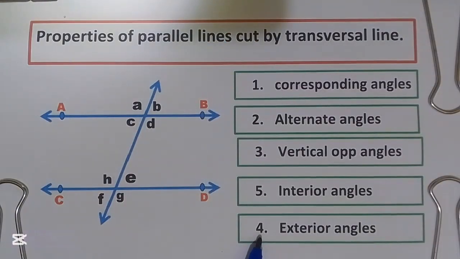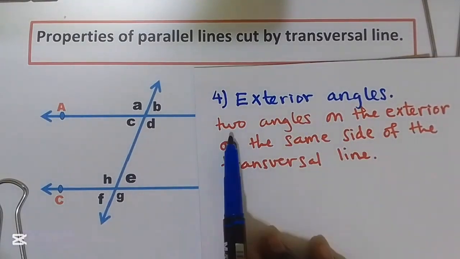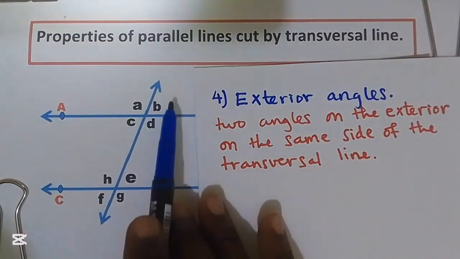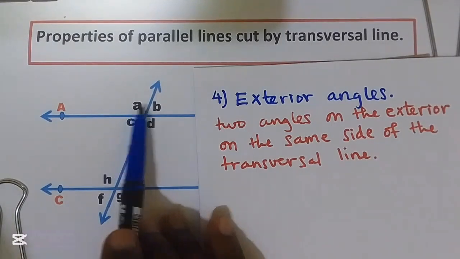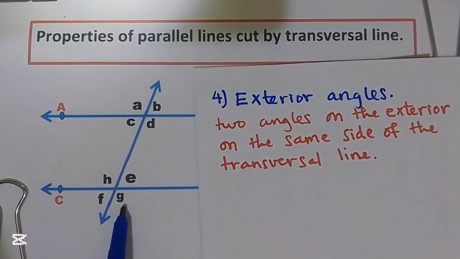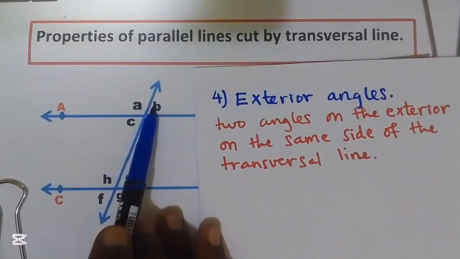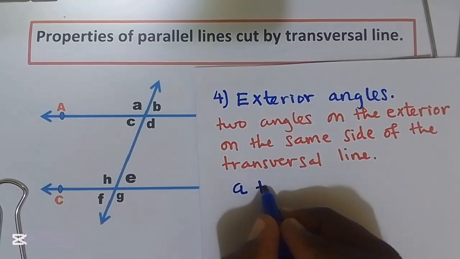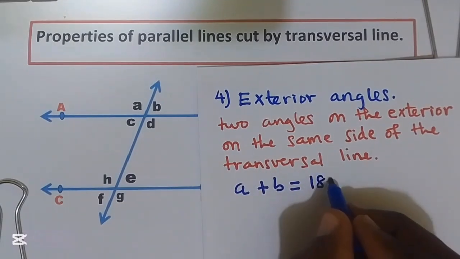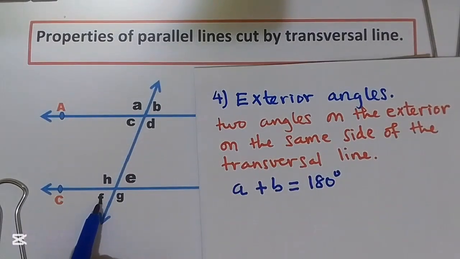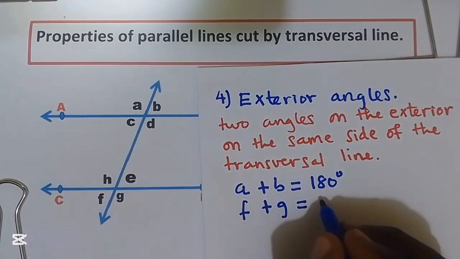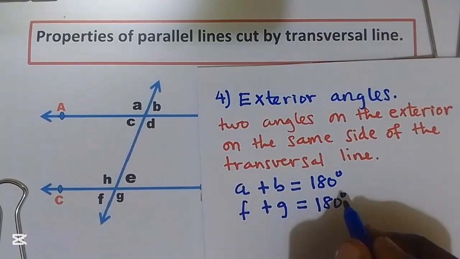Let's go to number 4 and let's check exterior angles. Exterior angles are two angles on the exterior on the same side of the transversal line. From our diagram here, exterior angles are A and B, F and G. The sum of these exterior angles, they are supplementary. That means A plus B is equal to 180 degrees. Another pair of exterior angles are F and G. F plus G also gives us 180 degrees.